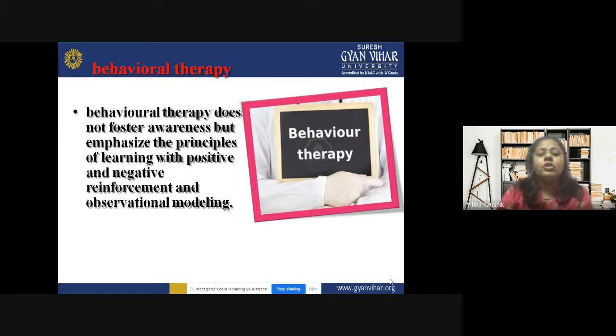The third approach is behavioral therapy. Behavioral therapy does not foster awareness but emphasizes the principles of learning with positive and negative reinforcement and observational modeling.